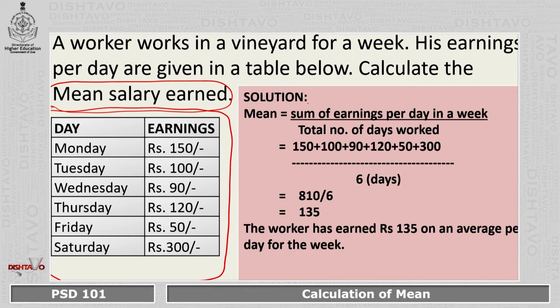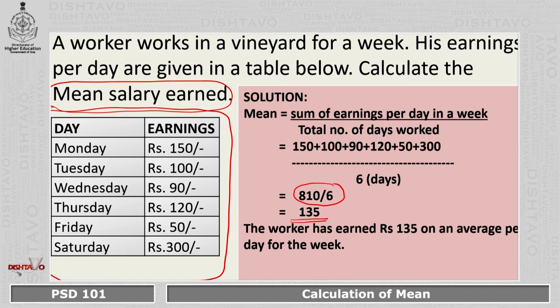How do you do a solution to this problem? Write mean is equal to sum of earnings per day in a week upon total number of days worked. So what is his earnings per day in a week? You have to add upon the number of days that he has worked. So Monday, Tuesday, Wednesday, Thursday, Friday, Saturday would be 6 days. Then adding up the total of his earnings, you get 810 divided by 6. And the value that we get after calculation is 135.